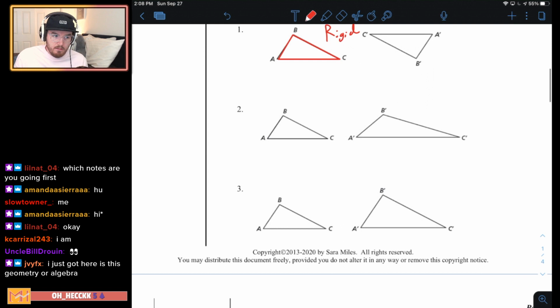Look at this one, though. Clearly, the bottom has been stretched out a lot. These are quite obviously not the same triangle in any way, right? That's a really sloppy does not equal sign, all right? But these are clearly not the same triangle, so not rigid. It was stretched. And again here, not rigid.